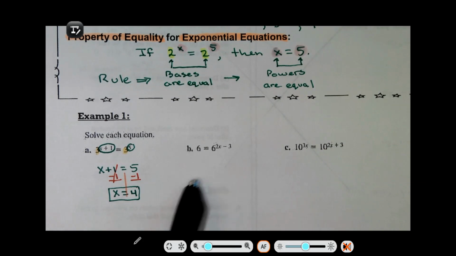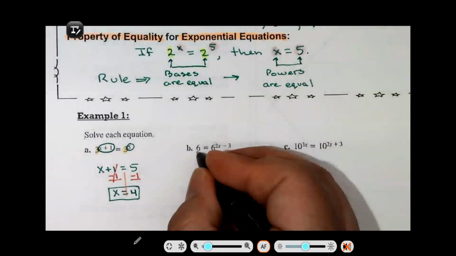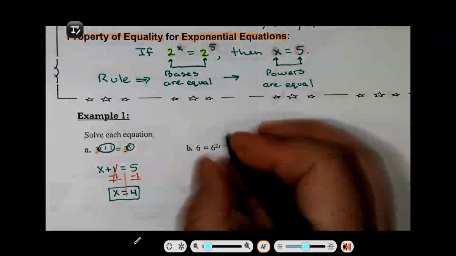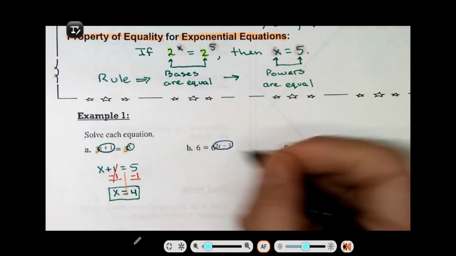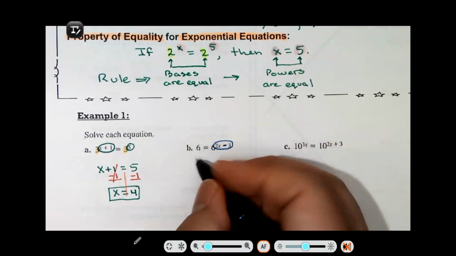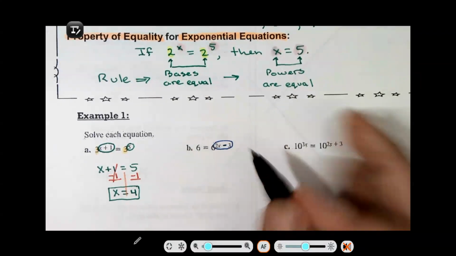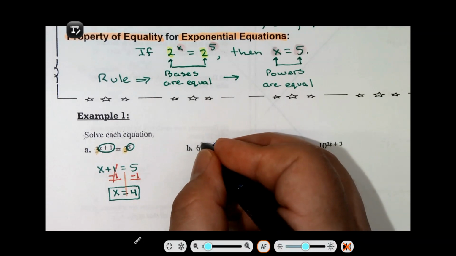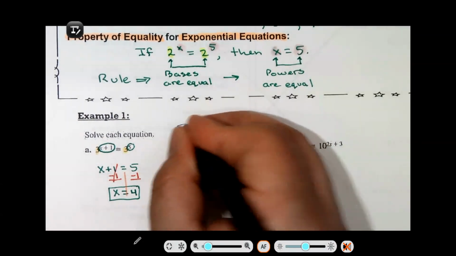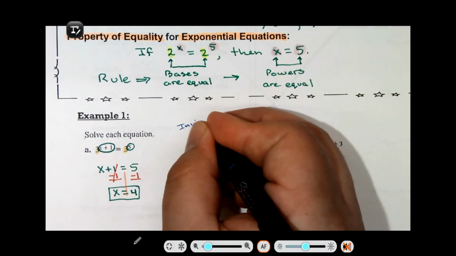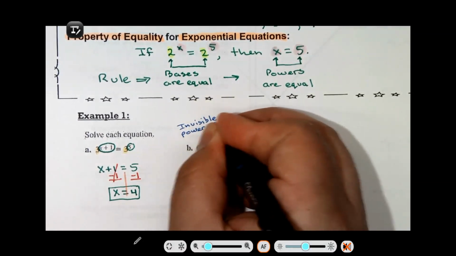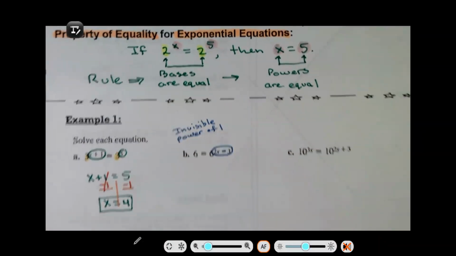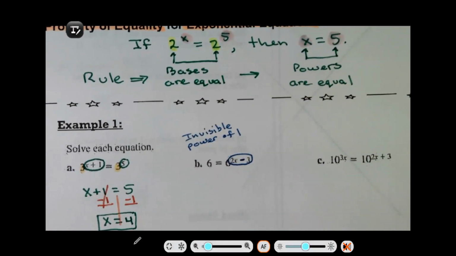Now, this one gets a little interesting for a reason. See, the bases are the same. Check. Now I have to look at the powers. The power here is 2x minus 3. A little minus sign there. When you look at this one, you might say, but there's nothing there. There is. And no, it's not a 0. If it were 0, I wouldn't even write this down. Don't forget, we have an invisible power of 1. So let's zoom in a little bit more now. So we have an invisible power of 1.